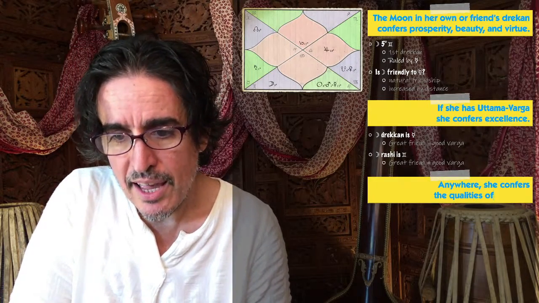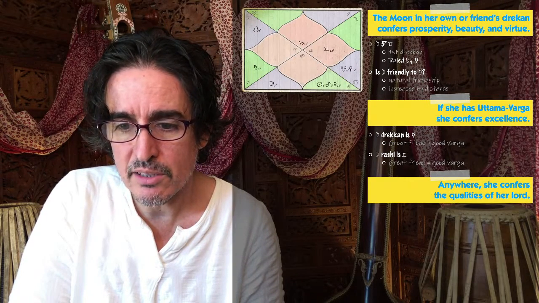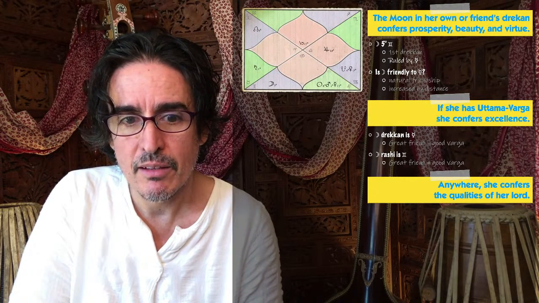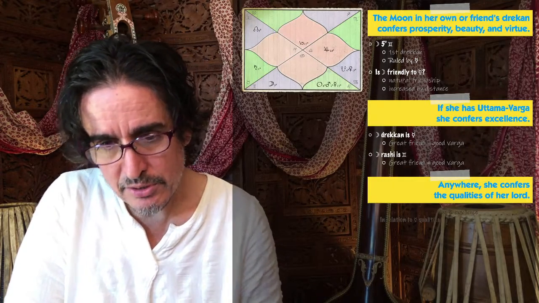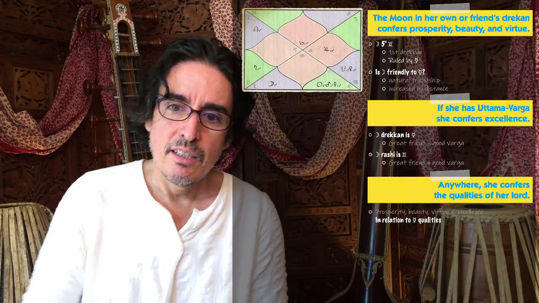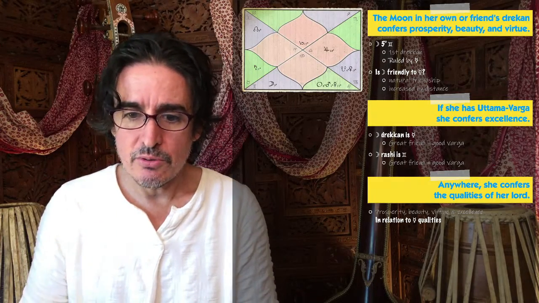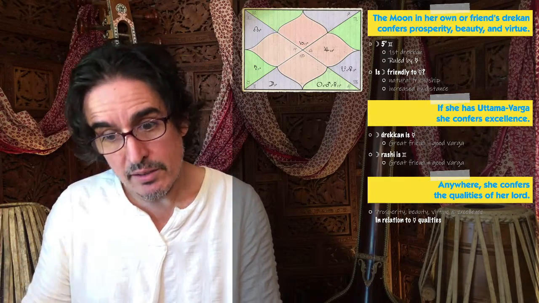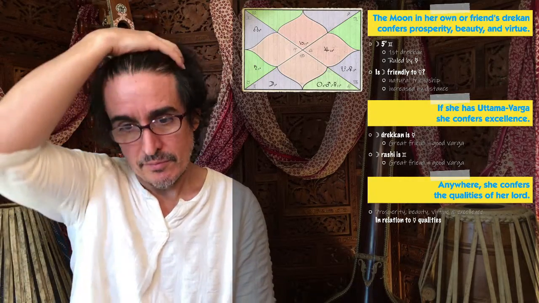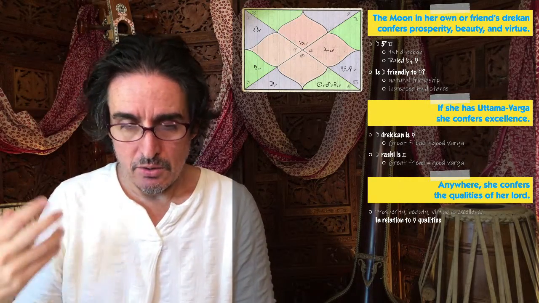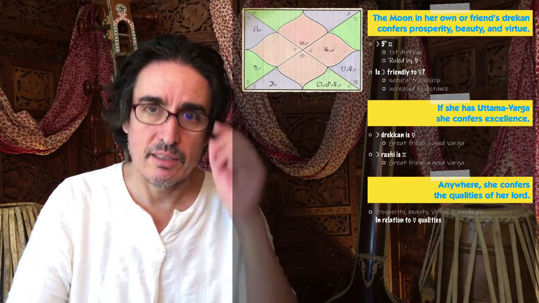Third principle, anywhere or wherever it is, it will confer the qualities of her Lord. So how do you interpret this? The Lord is Mercury, right? So since the Lord is Mercury, it means that the prosperity, beauty, and virtue is in relation to Mercury. It's in the scope of Mercury. So the excellent prosperity, beauty, and virtue will relate to mercurial qualities.